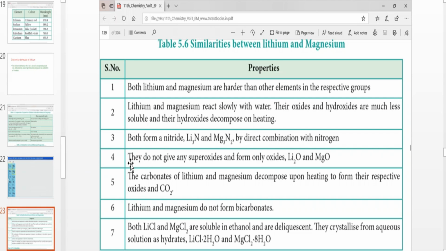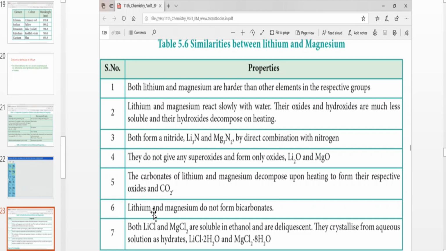The fourth point is they do not give any superoxide and form only oxides. Lithium and magnesium do not form superoxides, but they form only oxides. The carbonates of lithium and magnesium decompose on heating to give their oxides and carbon dioxide.